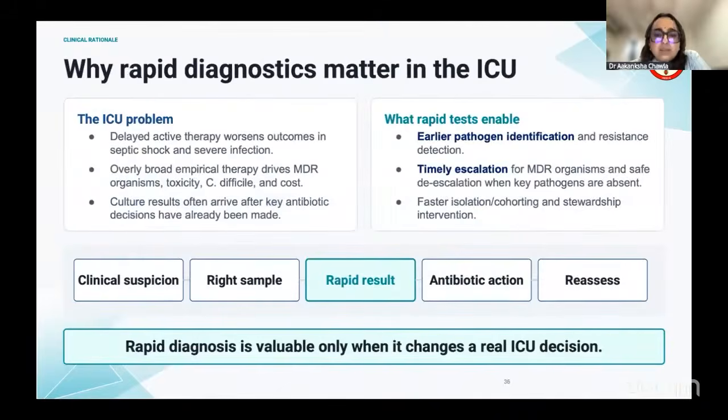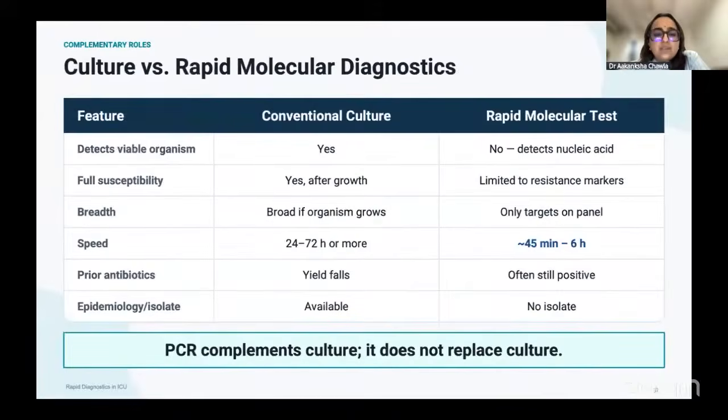Now, why do these matter? Why do rapid diagnostics matter in your ICU? Because of earlier pathogen identification and resistance detection, timely escalation for MDR organisms, and safe de-escalation when key pathogens are absent. It is valuable only when it changes a real ICU decision. So you need to really know when to send and how to interpret these rapid diagnostic tests.